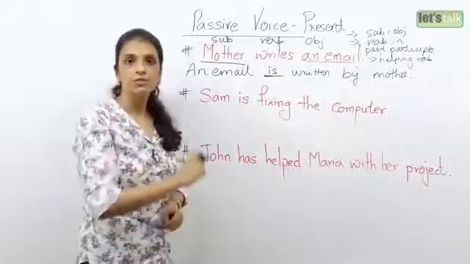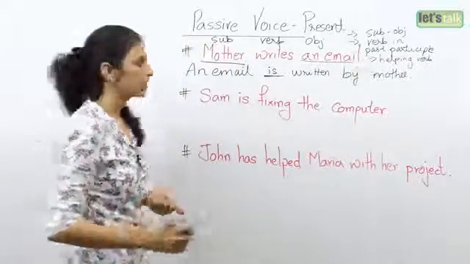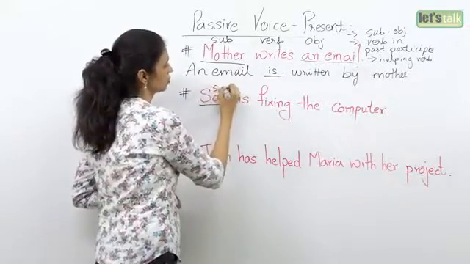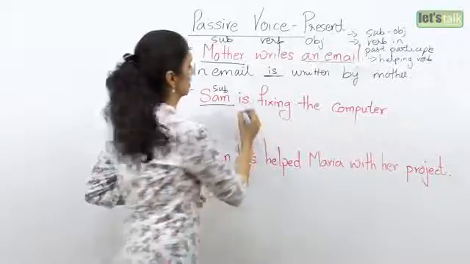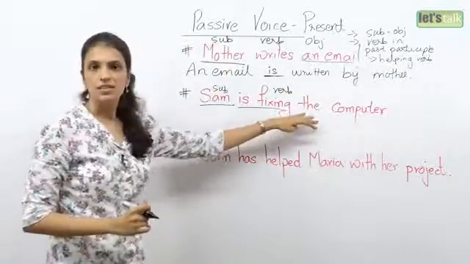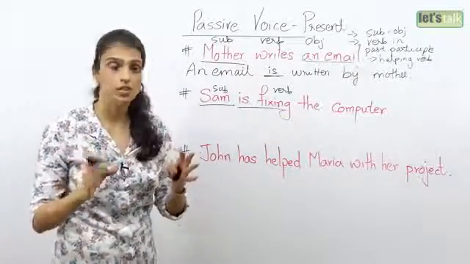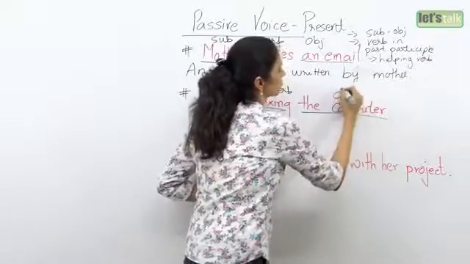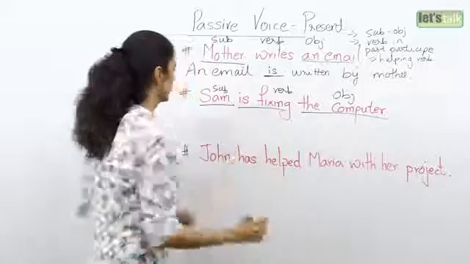Fine. Now let's take a look at the next example. Sam is fixing the computer. Who is doing the action? Sam. So he's the subject, he's the doer of the action. Doing what? Well, so this is a continuous tense, right? He's fixing, the action is going on. Fixing what? The computer. So there you have the object. So let's follow these steps. Subject, object.